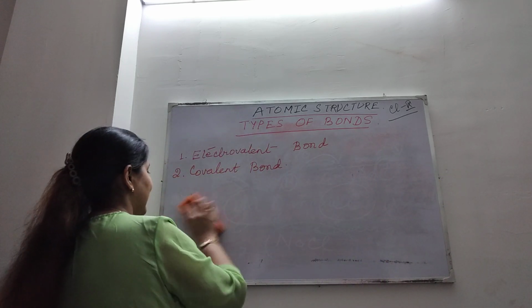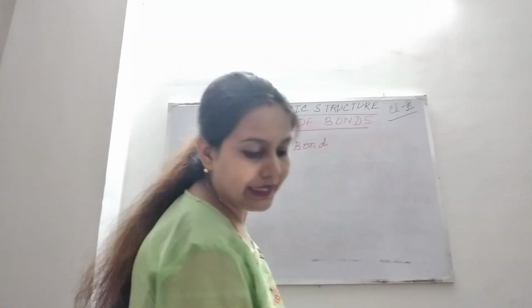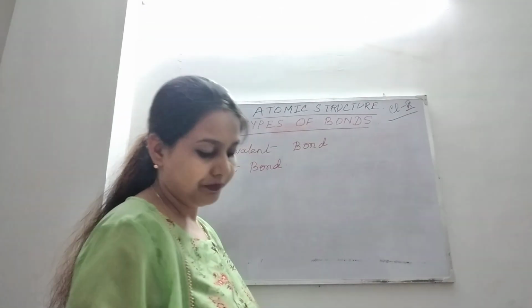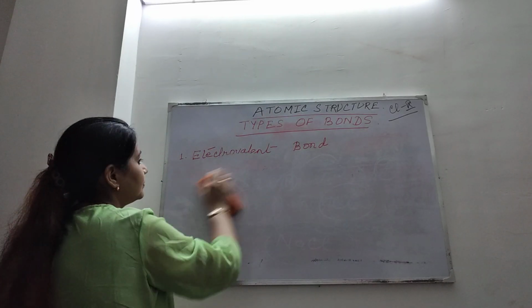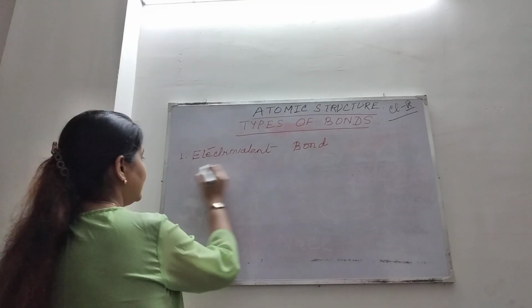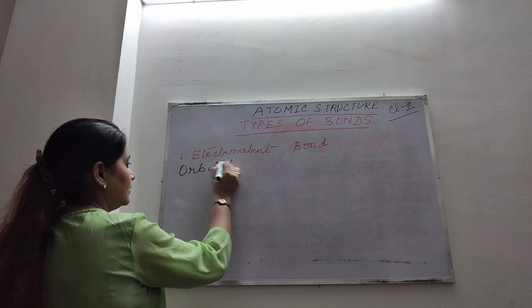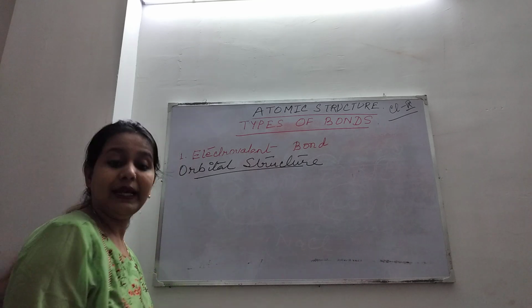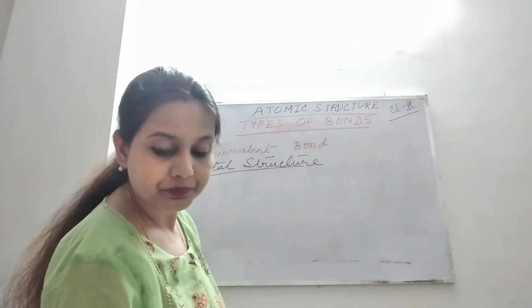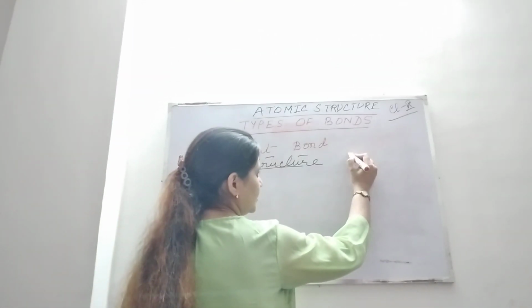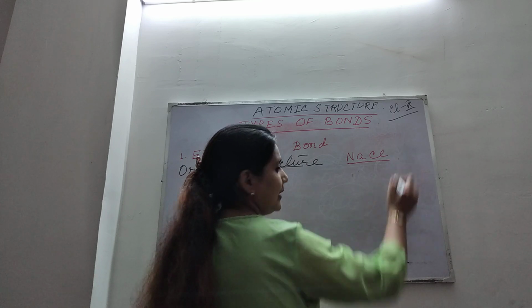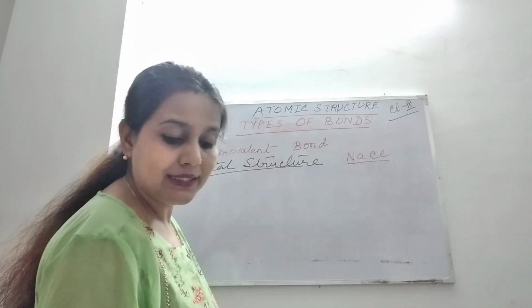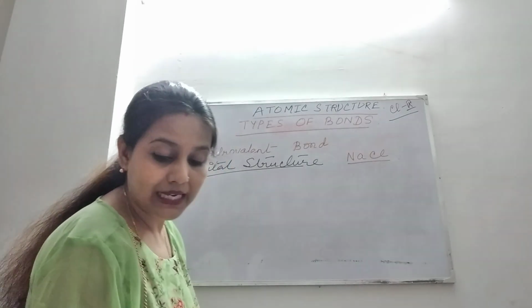Now let us take one example. In your syllabus, you will be getting how to draw the orbital structure. Please do learn how to draw the orbital structure. This is there in your syllabus. Orbital structure. If I talk about a compound, say simply first sodium chloride. Sodium chloride.